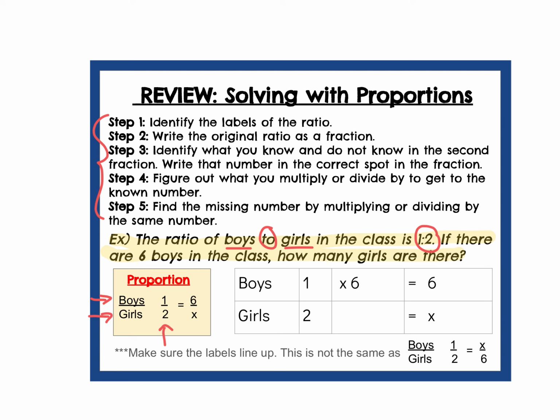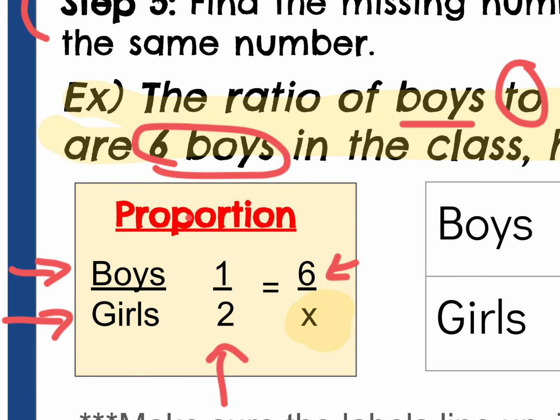Now it tells us that there are 6 boys in the class. So that 6 goes on top because the boys are on top in that ratio. And then we are trying to figure out how many girls there are. So we can use an X, which we haven't done very much, to show that unknown. Like we are solving for girls, we don't know what that is. So you could solve this as the proportion and just know 1 times 6 gives me 6. So 2 times 6 would give me 12. And there would be 12 girls if there were 6 boys.